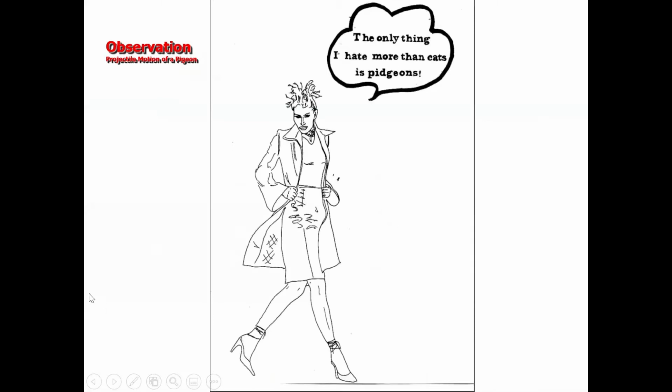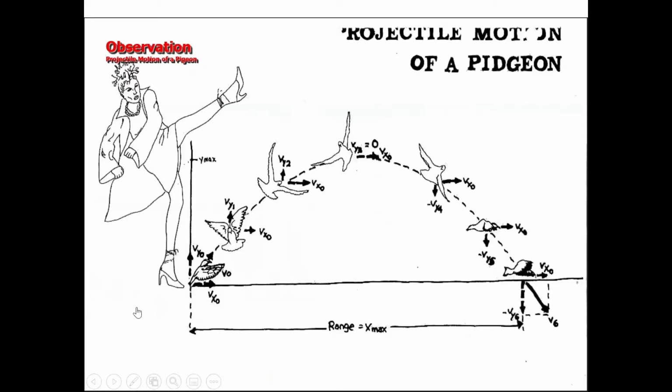A project done by a Chicago student. Evidently, students saw this good-looking woman walking around in Chicago. There was a pigeon in front of her. So instead of walking around the pigeon, she kicks the pigeon. The motion that you're looking at is projectile motion.